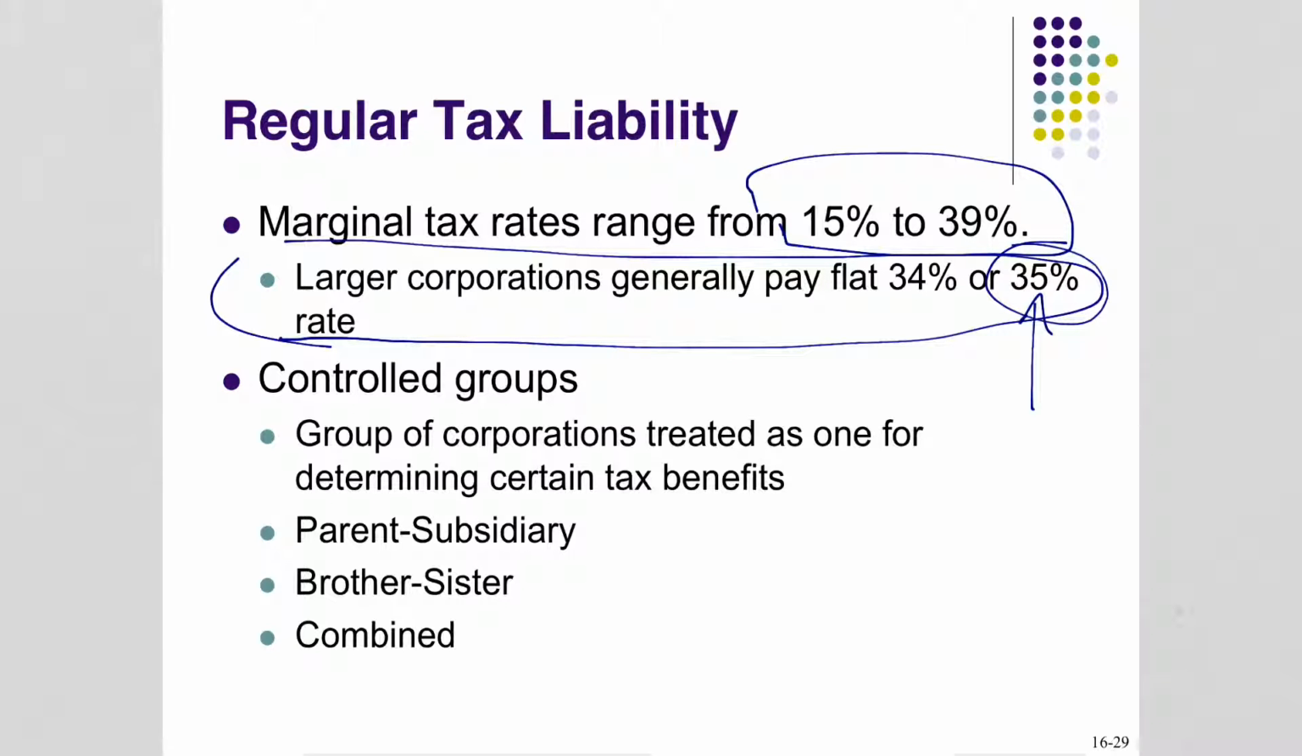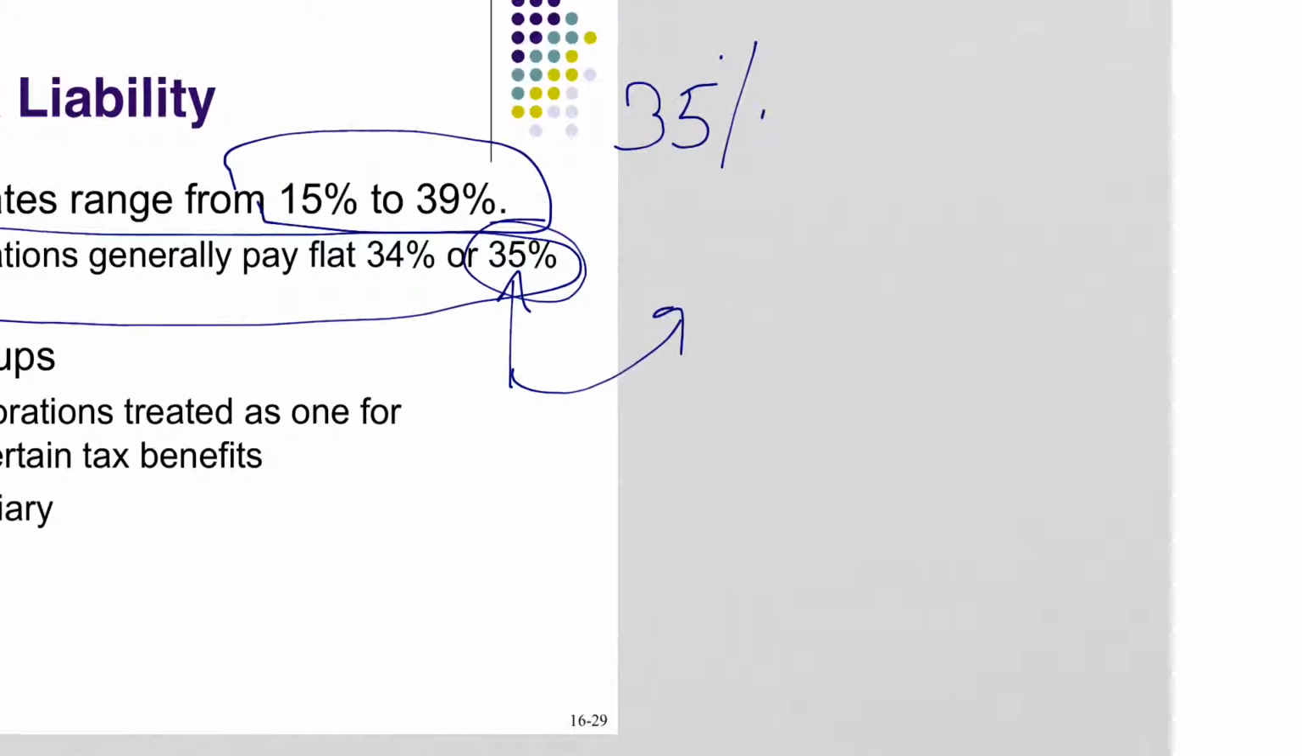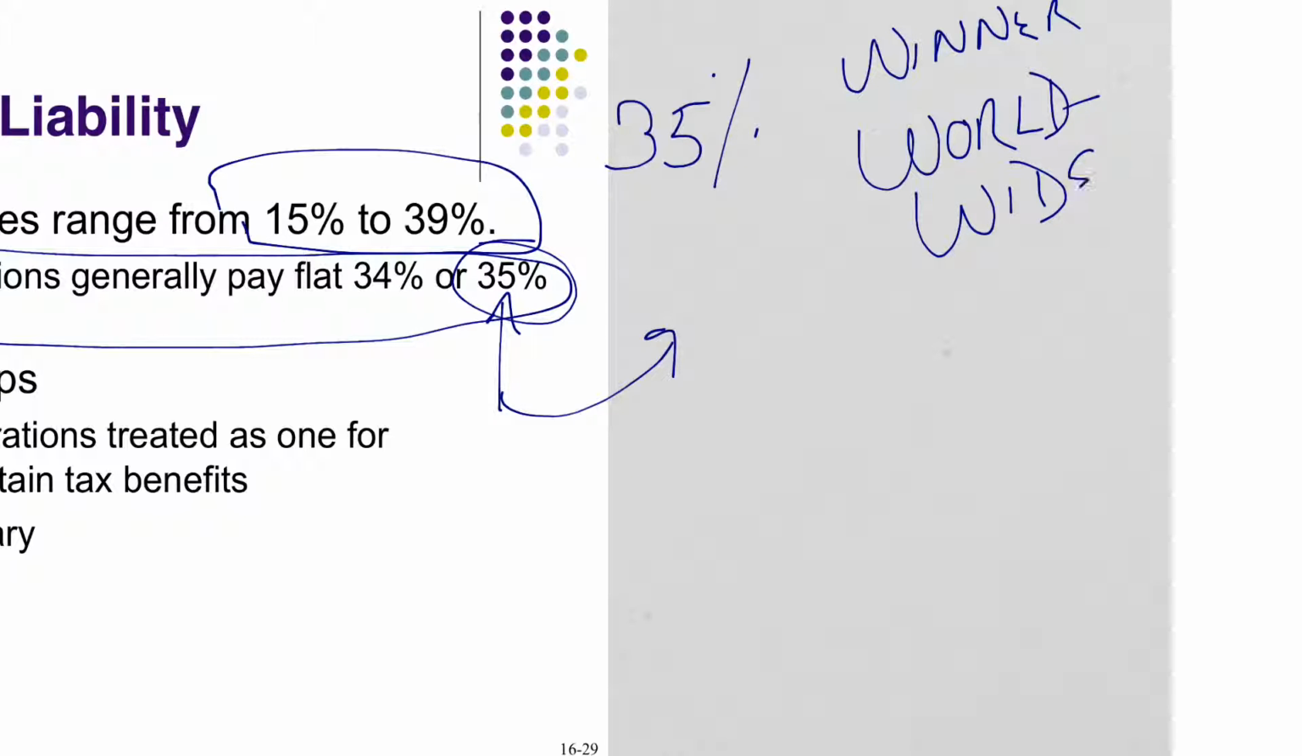This is the problem, which I'll probably mention in class again, but this is the problem because 35% is the winner in terms of worldwide corporate taxation rate. It is the highest in the world.